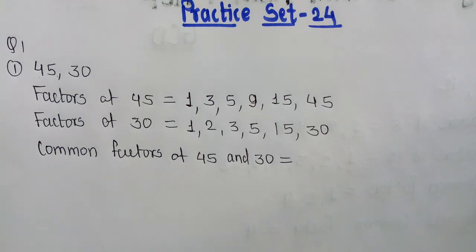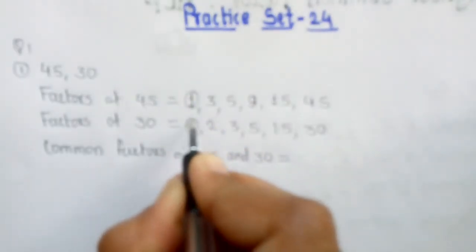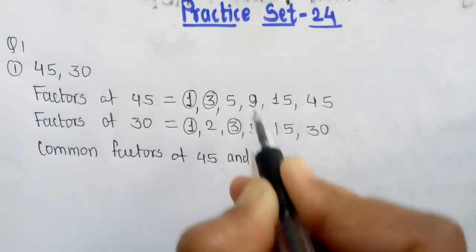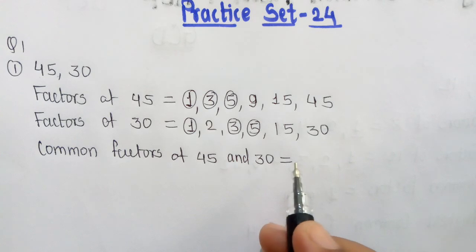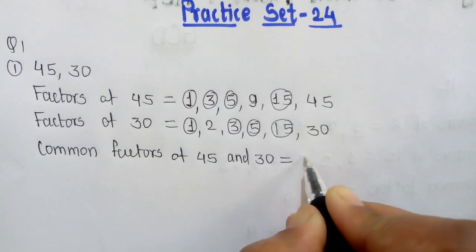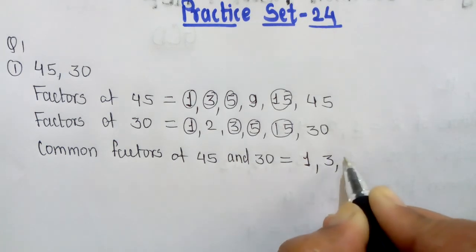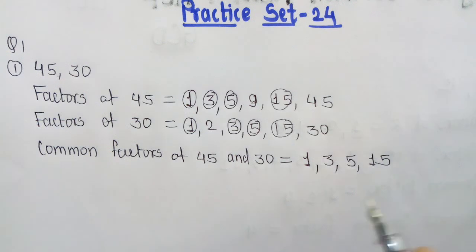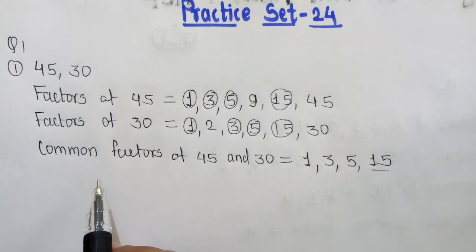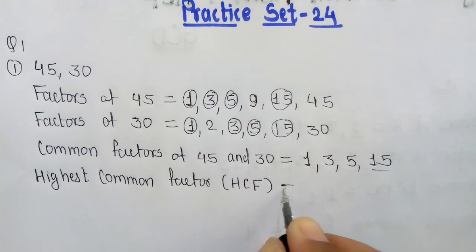So which are the common factors? 1. Then is 2 in both? No. Now 3 is there. 5 is common, and then 15 is common. So these 4 factors are common, which we will write here: 1, 3, 5 and 15. Now which is the highest common from that? These are the common factors, and which is highest? 15 is highest. So we will write here highest common factor, that is HCF equal to 15. Okay, simple.